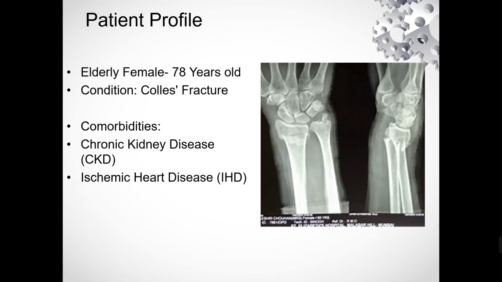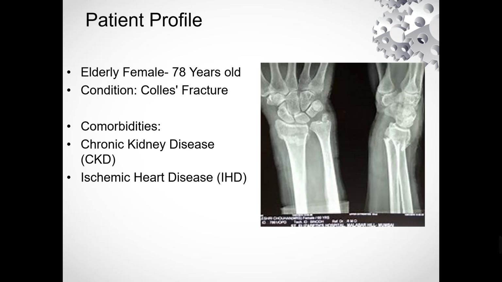For an elderly female patient aged 78 years who sustained a Colles fracture and has chronic kidney disease and ischemic heart disease as comorbidities, the anesthesia plan must be carefully tailored to address the complexities of her condition. This type of fracture typically requires closed reduction and immobilization and may necessitate surgical intervention.